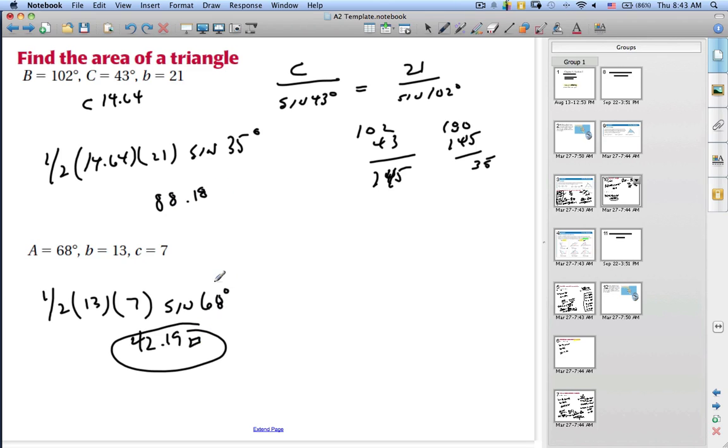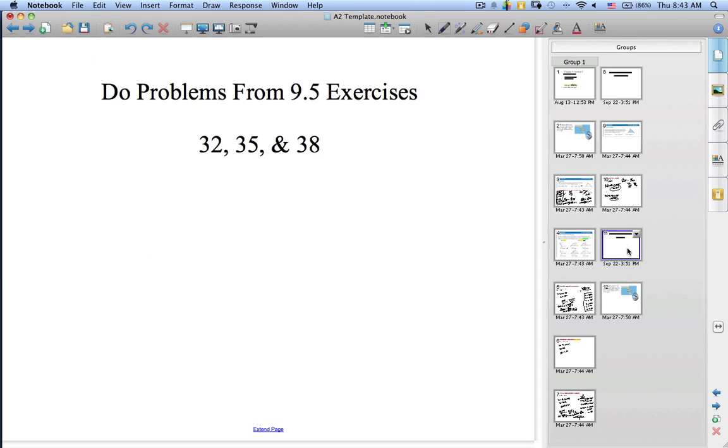So I put a square here. This would be square feet. We could say units squared, whatever we wanted to do. So that's finding the area of a triangle. Give that some practice. Do problems 32, 35, and 38. Come on back and we'll finish out this lecture.